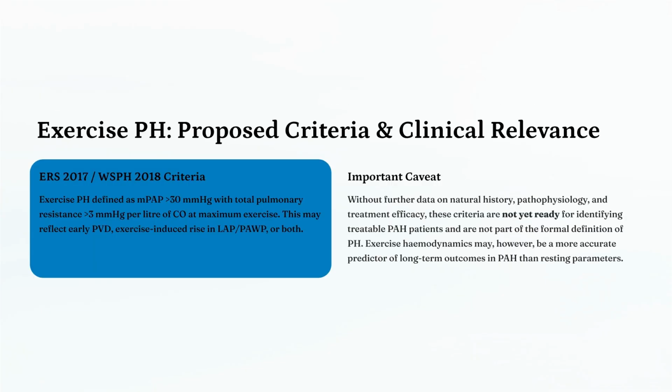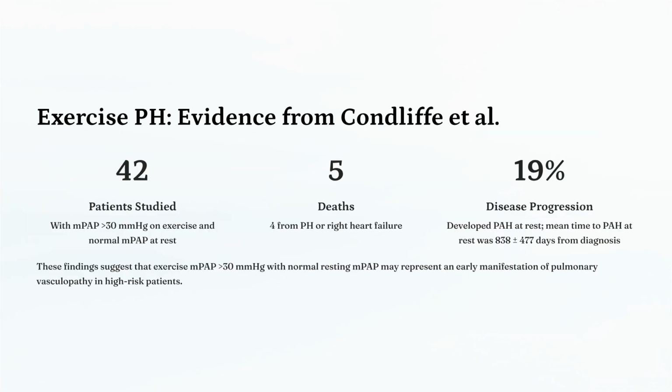While proposed criteria for exercise-induced pulmonary hypertension exist, they are not currently part of the formal clinical definition. More data is required to understand the natural history and clinical relevance of these measurements before they are used to guide treatment. Research by Conliffe et al. provides evidence regarding high-risk patients. Their findings suggest that an elevated mean pulmonary artery pressure during exercise, despite normal resting levels, may serve as an early indicator of developing pulmonary vasculopathy.